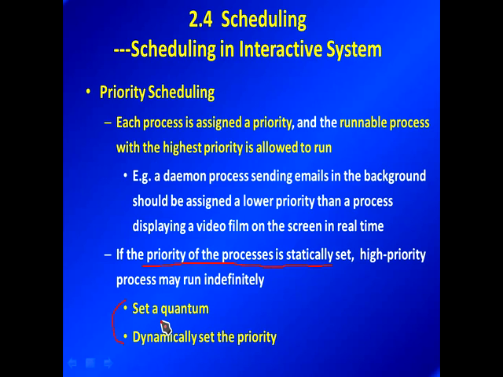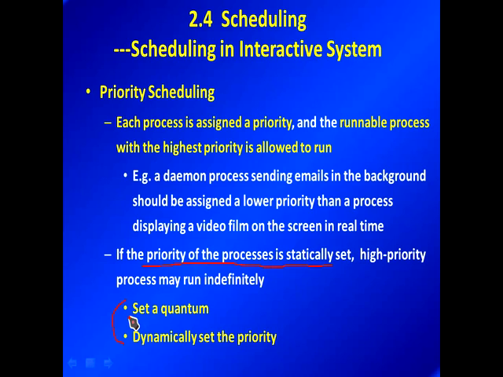Let's check the first one and the second one in more detail. We can set a quantum for each process. For each process, it means even though the process has the highest priority, it can execute instructions for a fixed time slot. After the quantum for this process with the highest priority is used up, this process has to get out of the CPU. So this is the first way to fix the problem.